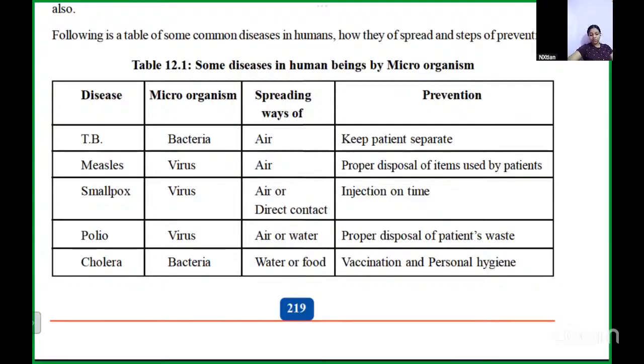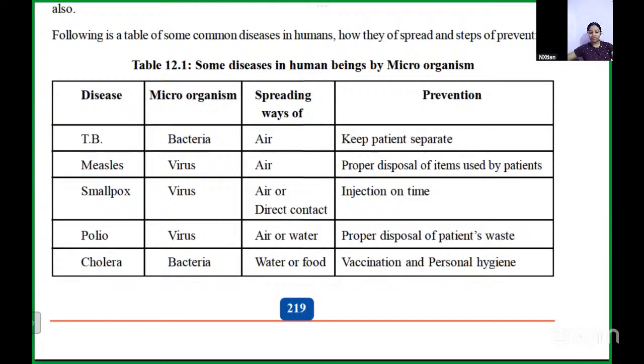TB, which is caused by bacteria, is spread through air. And what is the prevention? Keep the patient separate. You have to isolate them for a few days. A lot of diseases call for isolation so that the bacteria or virus doesn't pass on to the other person. So they are just kept in a separate room for some days.